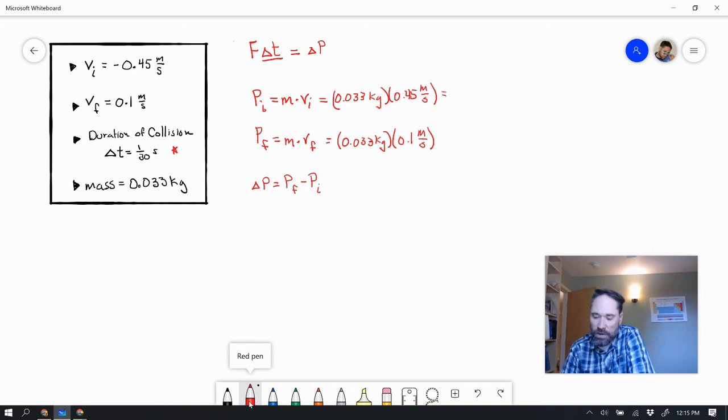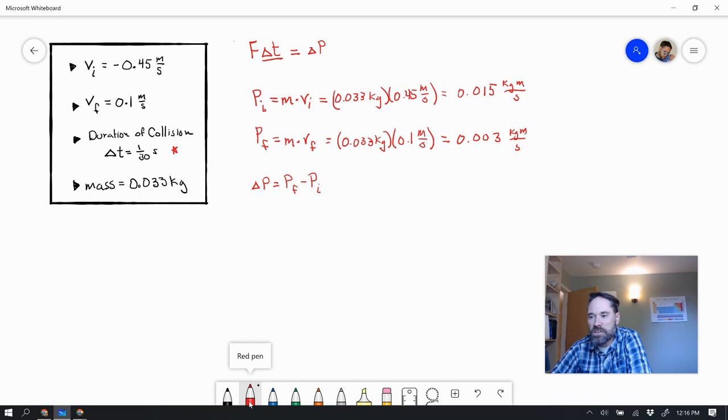0.033 times 0.45 gives me 0.015. I'm rounding here a little bit, and this is going to be in kilogram meters per second. And then afterwards, if I multiply these instead, I end up with 0.003. And again, I'm rounding a bit, kilogram meters per second.